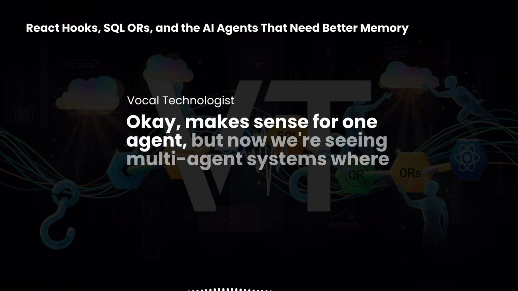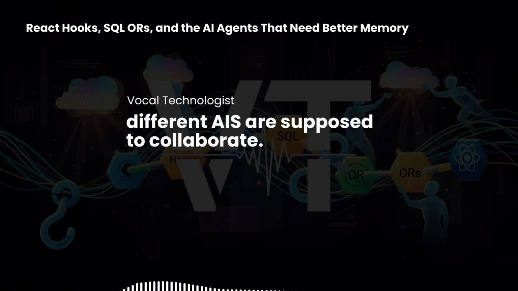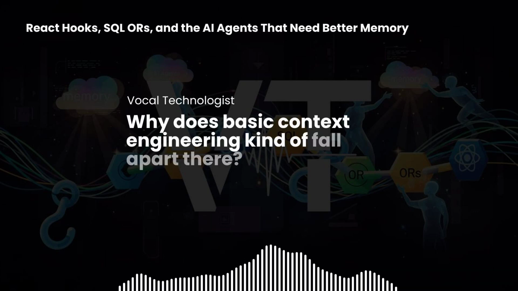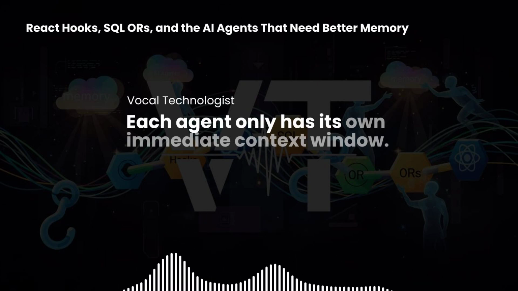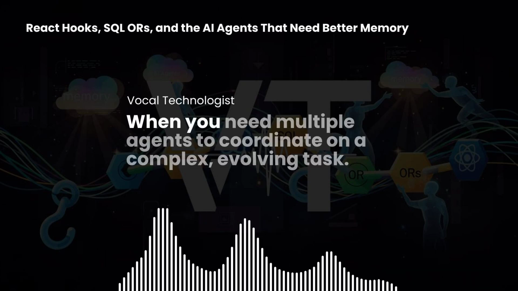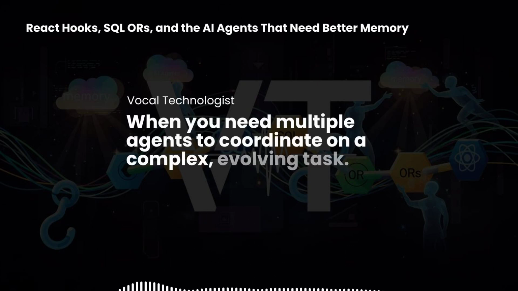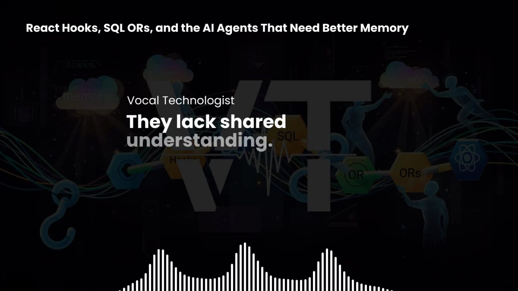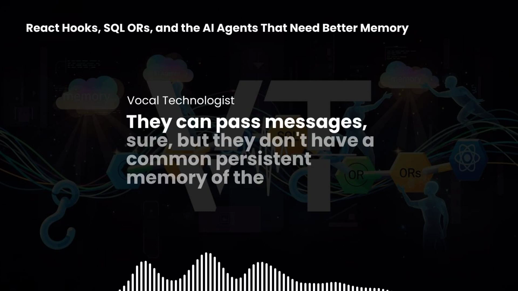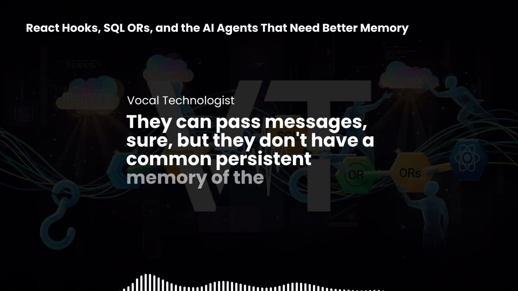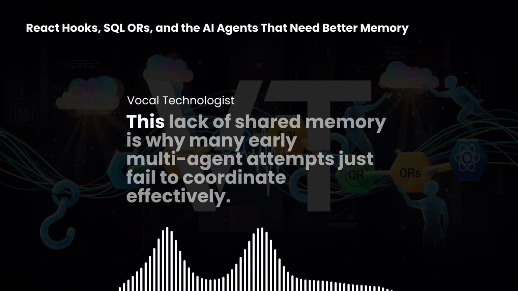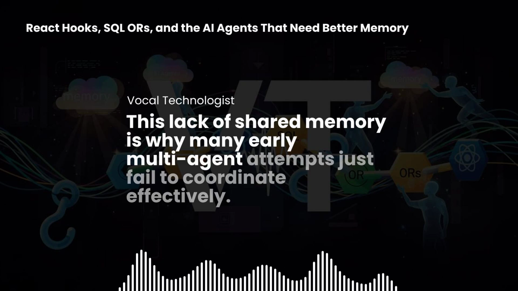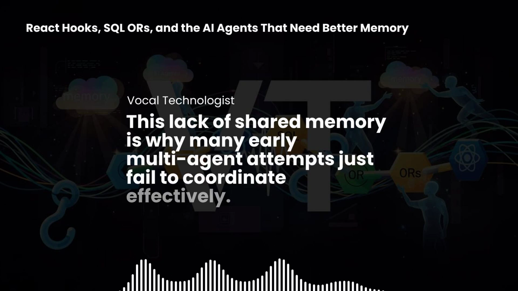Okay, makes sense for one agent. But now we're seeing multi-agent systems where different AIs are supposed to collaborate. Yeah. Why does basic context engineering kind of fall apart there? Because it's inherently siloed. Each agent only has its own immediate context window. When you need multiple agents to coordinate on a complex, evolving task, they lack shared understanding. They can pass messages, sure, but they don't have a common persistent memory of the overall state, the history, the shared goals. This lack of shared memory is why many early multi-agent attempts just fail to coordinate effectively.